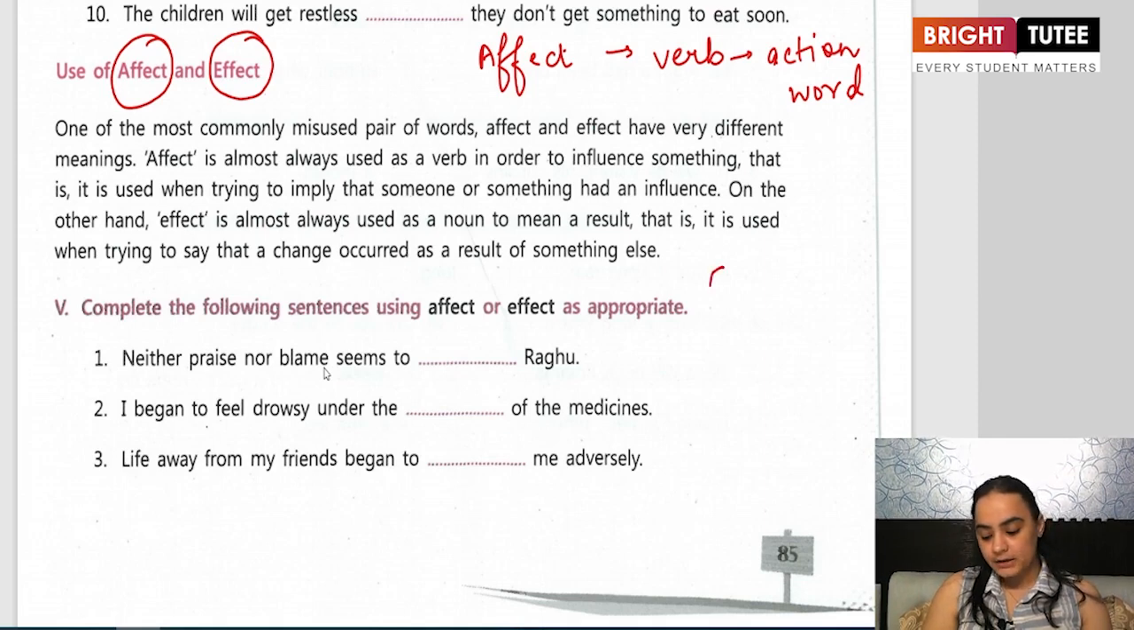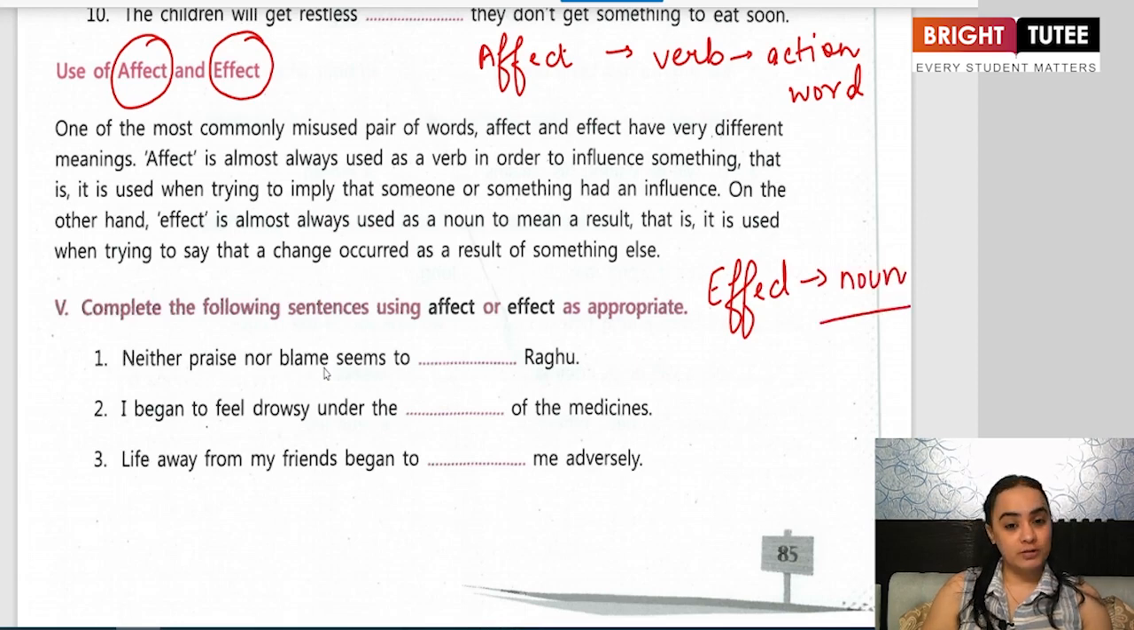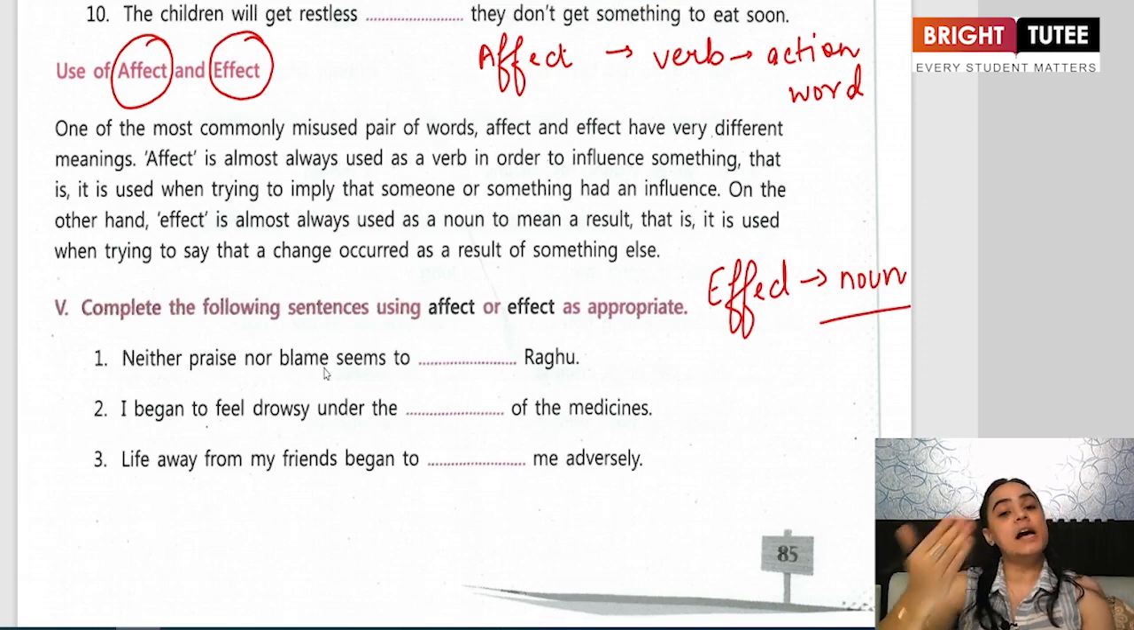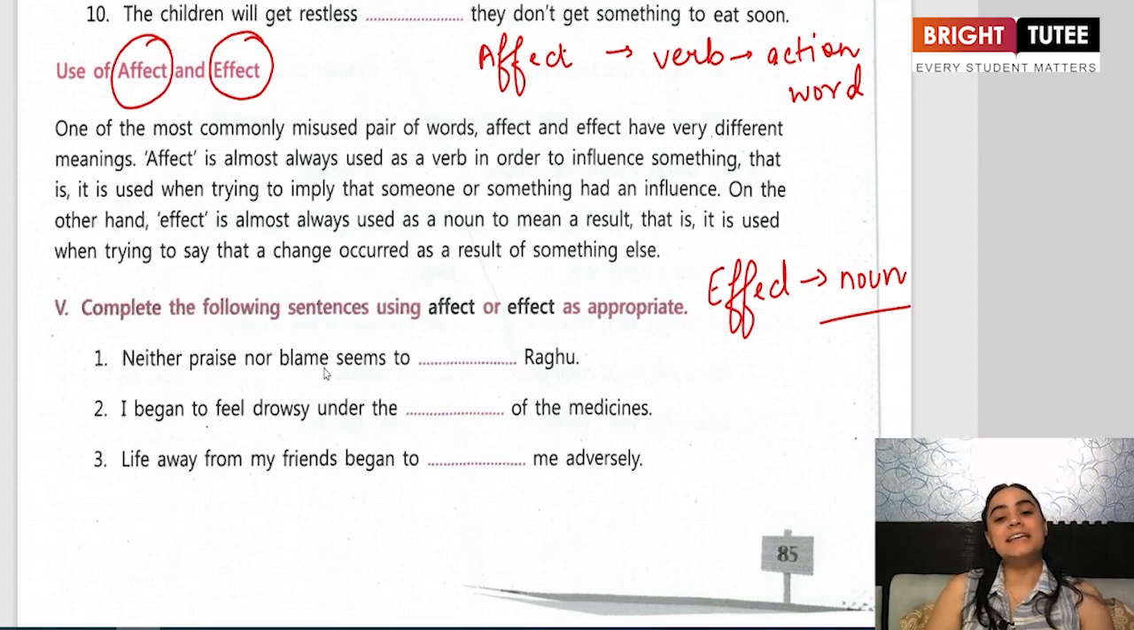On the other hand, the word effect is used as a noun. If I talk about what was the result of something, what was the effect of something, I use effect with an E. For example, if I say, I am feeling sleepy because of the effect of the medicine.